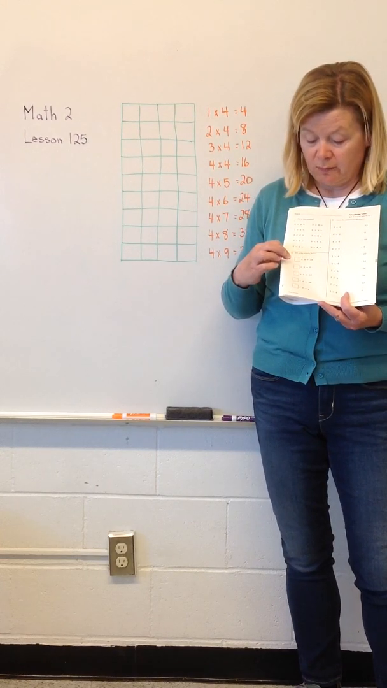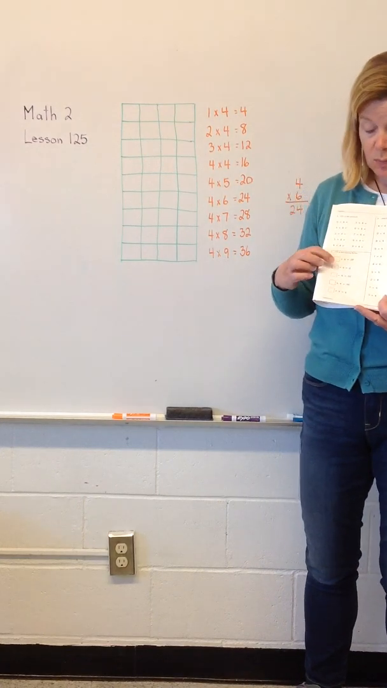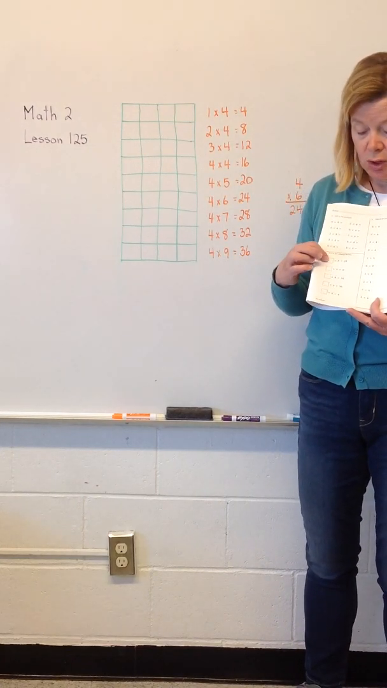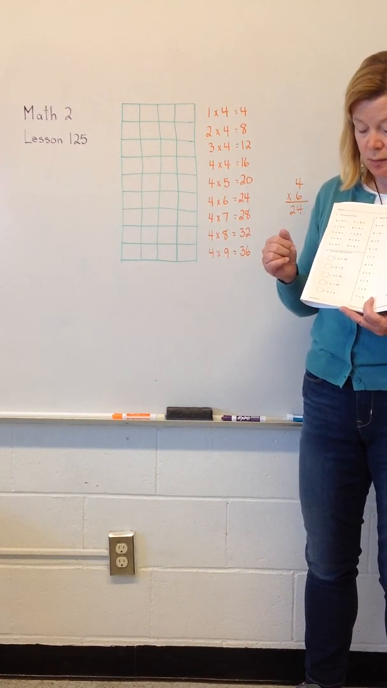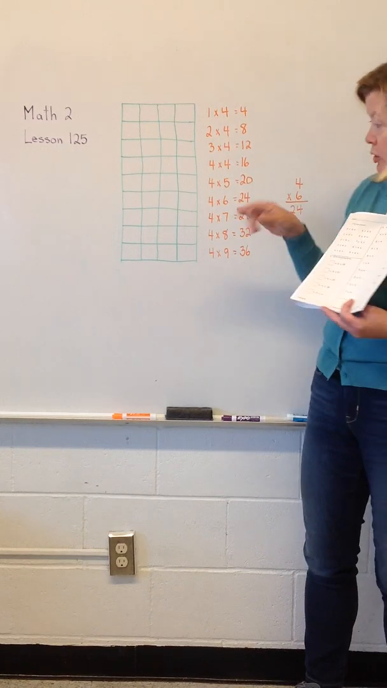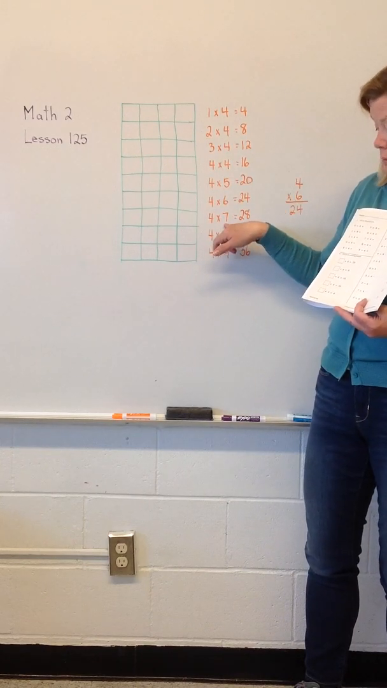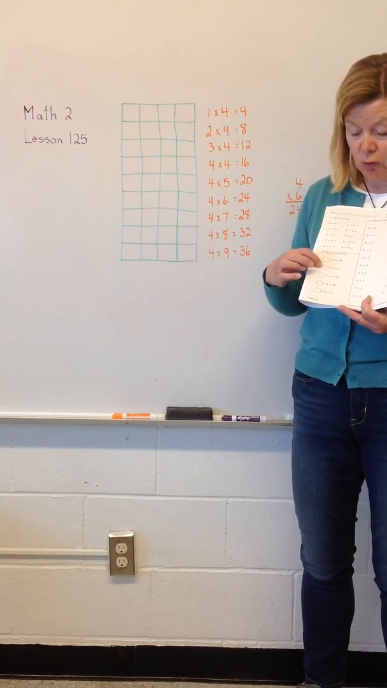Section 3. Fill in the missing factors. You can see that all of these are missing a factor. So how many groups of 4 do we need to equal 28? We can use our factors up here in box 1, or you can even look on the board. You need 7. 7 groups of 4 equals 28.